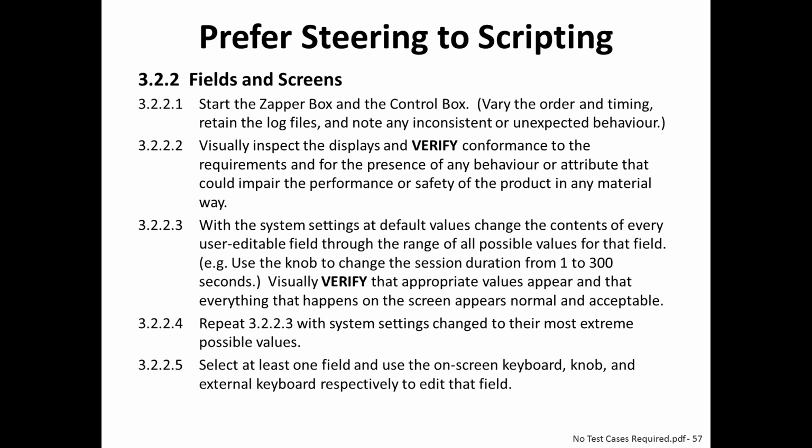With the system settings at their default values, vary them, change them, go through all the range of possible values for the field, not just one, and make sure that the values appear correct, everything on the screen appears normal and accessible, and then give a reference to the log files and look back at that and examine what's going on with the product there. And then repeat certain steps at the extremes of the ranges of acceptable values. Use various different ways of editing fields.